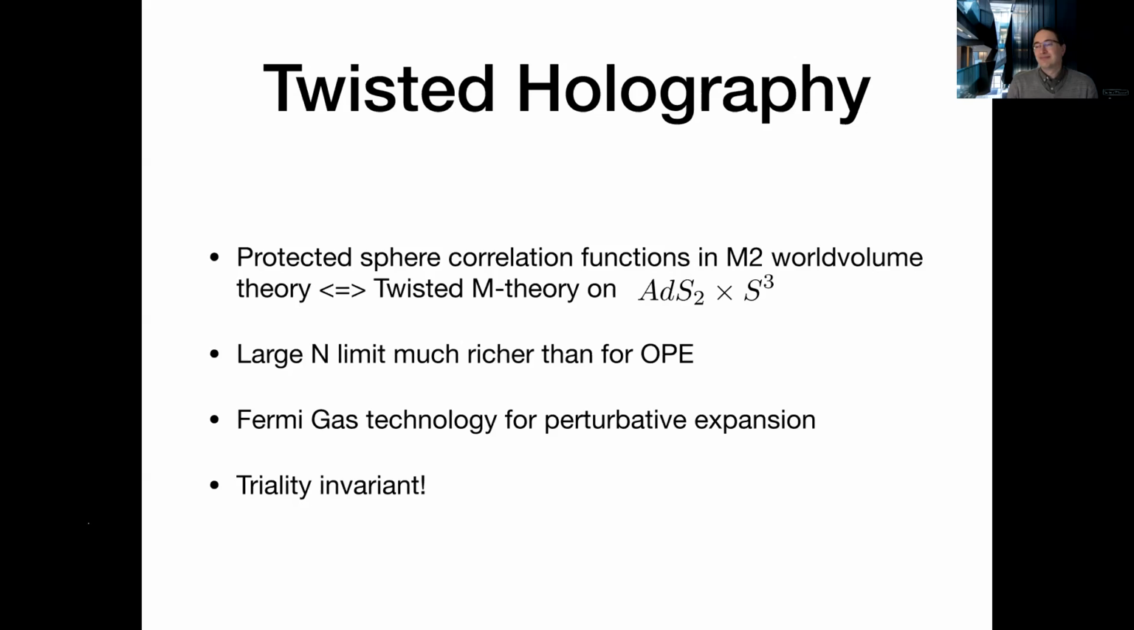Like the partition function behaves like e to the minus N to the 3/2. So most of this project was about figuring out how to do a careful large N analysis of the sphere correlation functions. And we found a nice perturbative expansion, and we find that there is a hidden triality invariance, which I think supports very strongly the idea that the dual would be twisted M theory.